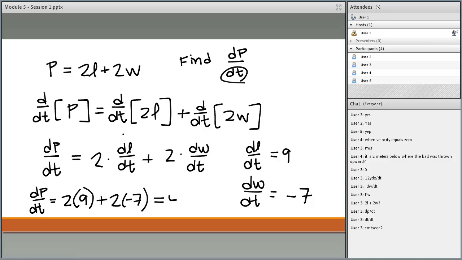And one thing that you can do is look at what we have. The perimeter is measured in centimeters, and t is measured in seconds. So we would just get centimeters per second. The second derivative would be centimeters per second squared, though.